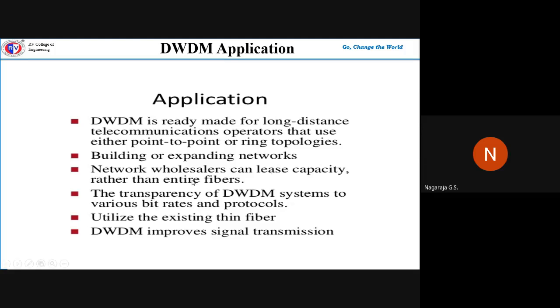Network wholesalers can lease capacity rather than entire fibers, because the cost will be very high. You need to think about to what extent we have to buy or take a lease. As a result, you can easily reduce the cost as well. Also, there is the transparency of WDM systems to various bit rates and protocols, utilizing the existing fiber infrastructure. Then DWDM improves signal transmission as well.